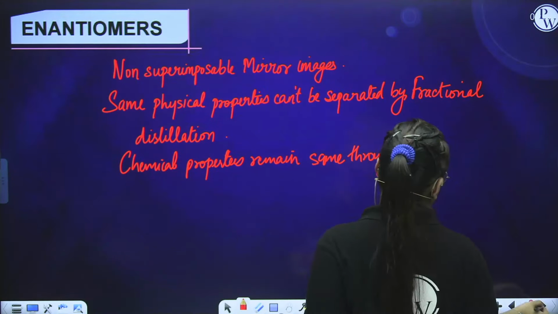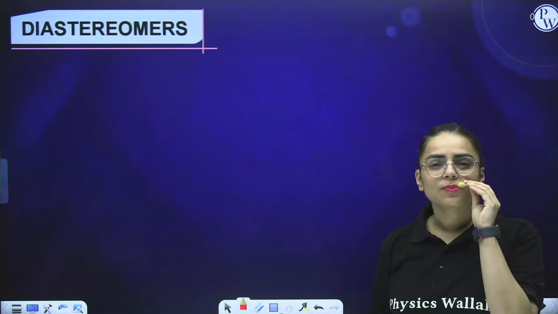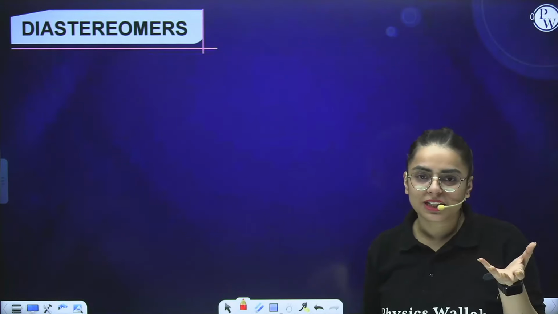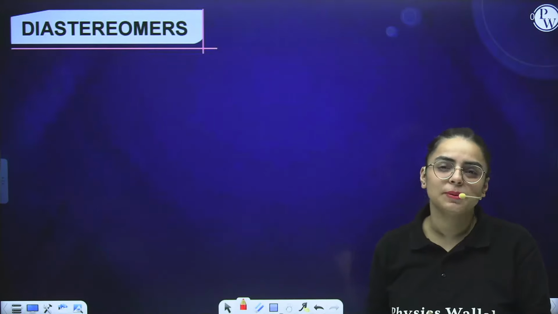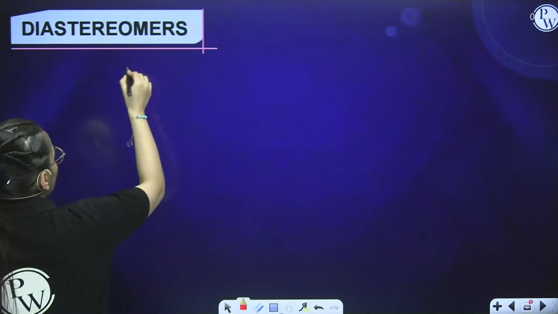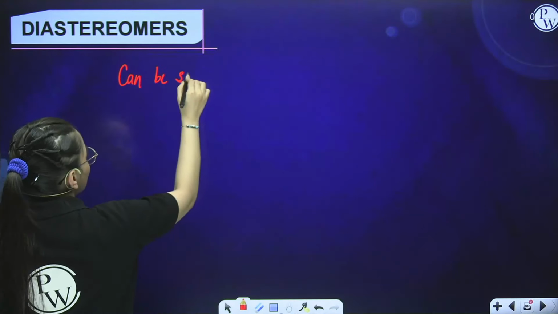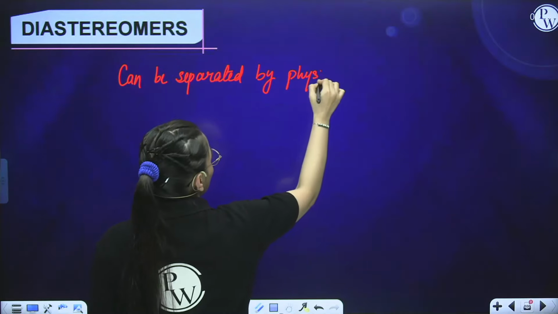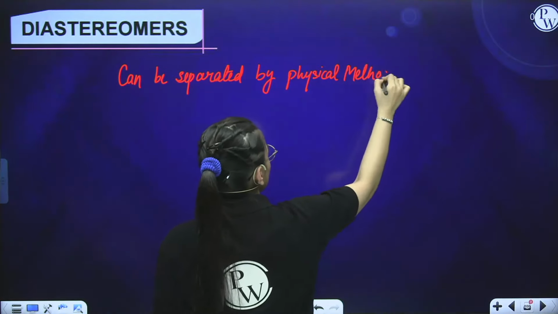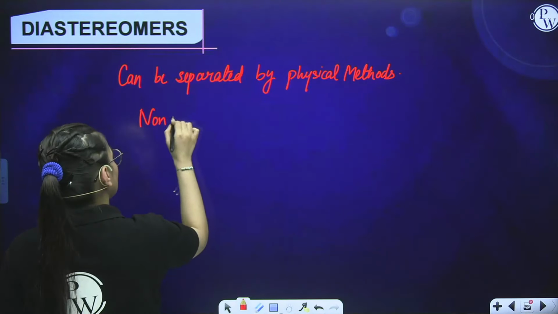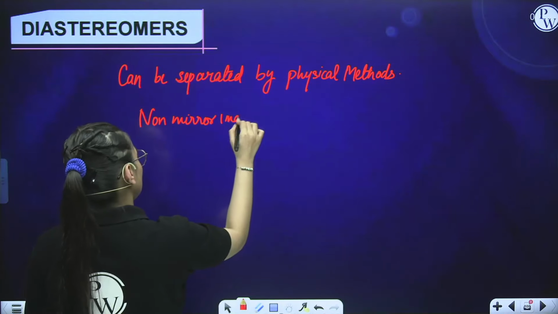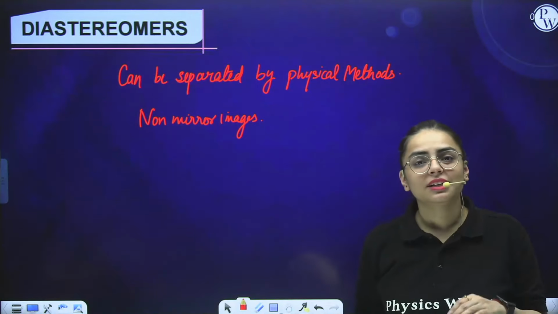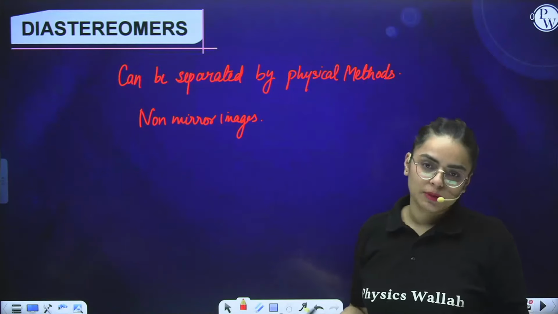Now, if I see what are our diastereomers, students, so I would say these are non-mirror images. They may be optically active. One of them may be optically active, another one is optically inactive, or both of them optically inactive. They can be separated by physical methods, and yes, they are non-mirror images. Clear, students? This was about diastereomers.